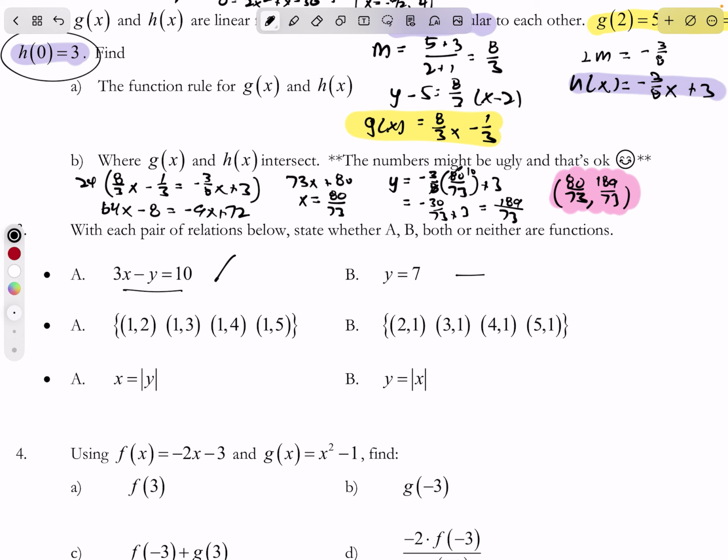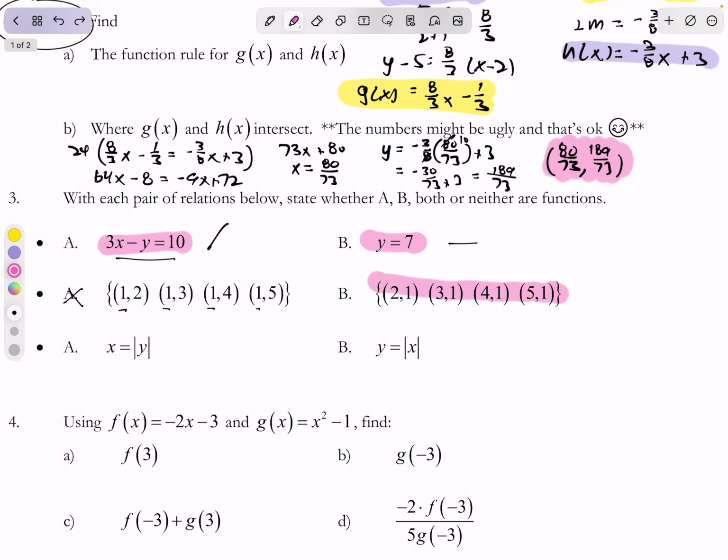Letter B is a horizontal line, which also passes the vertical line test. For part A, I meant to say vertical line test. I'm not sure what I said. So they both pass the vertical line test, therefore they're both functions. In the second example, we have repeated values of x that pair up with different values of y. That is not permitted if it's going to be a function. However, for function B, we have all different x's pairing with the same y. That is permitted. So in example 2, B is a function, not A.